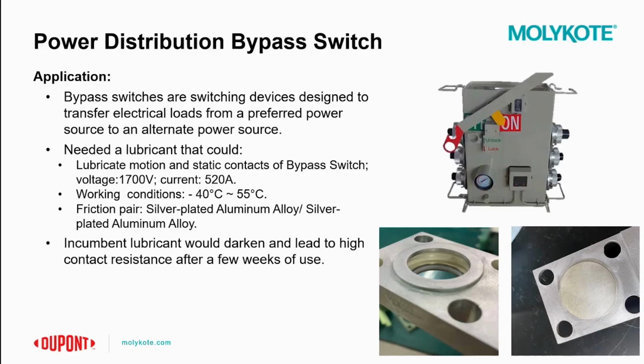The lubricant needed to perform between -40°C and 55 degrees Celsius, and they needed to prevent the wear of silver plating on the mating parts of the bypass switch. During their initial trials with an incumbent material, they were struggling with the lubricant breaking down, darkening, and increasing the contact resistance just a few weeks into service. So they were looking to greatly improve this life cycle of their switch.